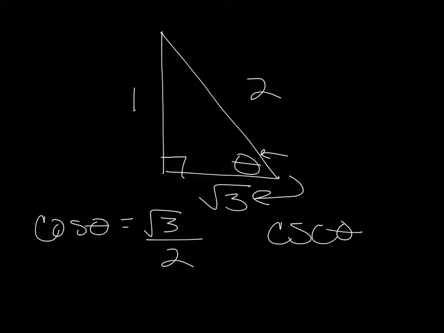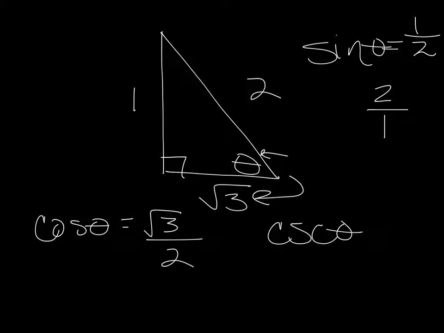Cosecant is the reciprocal of sine. Now, we were already given sine. They told us that sine was 1/2. If I flip 1/2, I get 2 over 1, which is 2. That means that cosecant is 2. So that's how I would do that one.